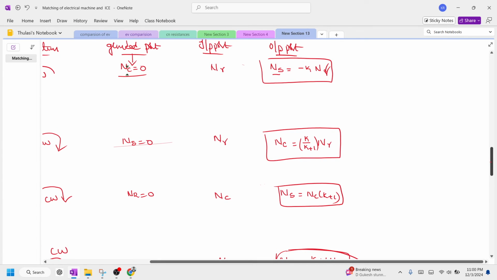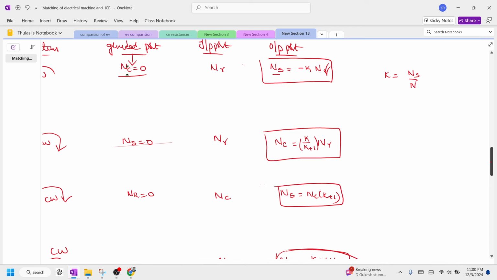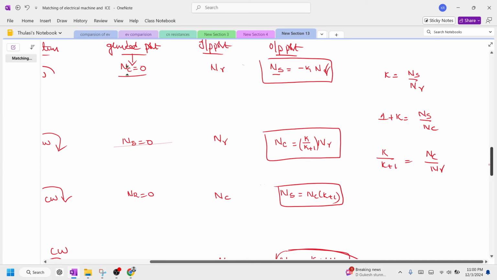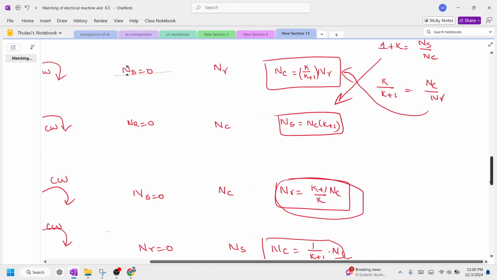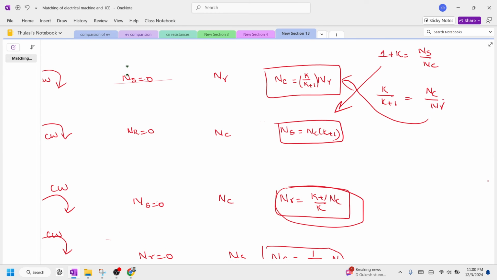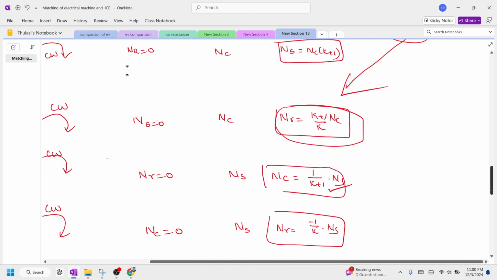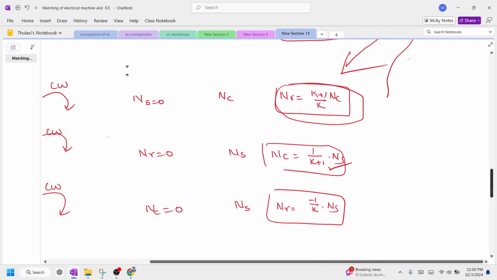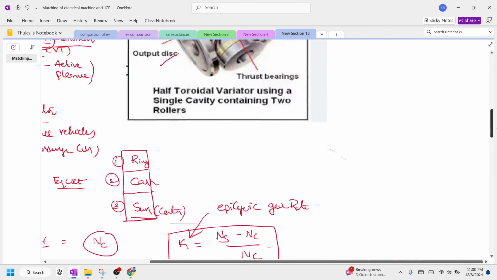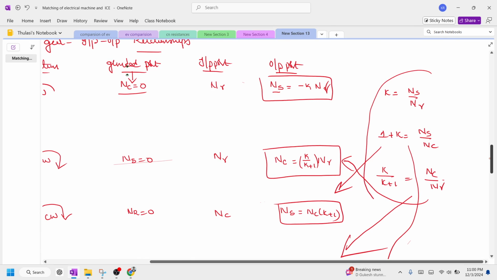Only very simple: K equal to Ns by Nr, 1 plus K equal to Ns by Nc, K by K plus 1 is equal to Nc by Nr. That's all. You see all three you can get. So this is how the formulas are going to be. Ns is equal to K into Nr. If you want this relation, Nc into 1 plus K is equal to Ns. If you want this relation, Nc is equal to K divided by K plus 1 into Nr. And Nr is equal to Nc into K plus 1 by K. The next relation you can write from here: Ns by Nc is equal to K plus 1. That's how all the relations can be established for the system by using these three formulas.